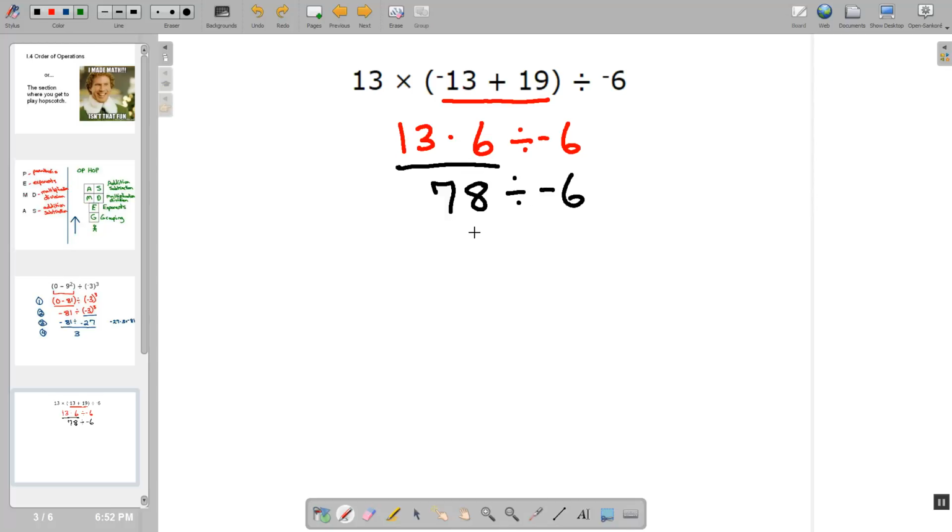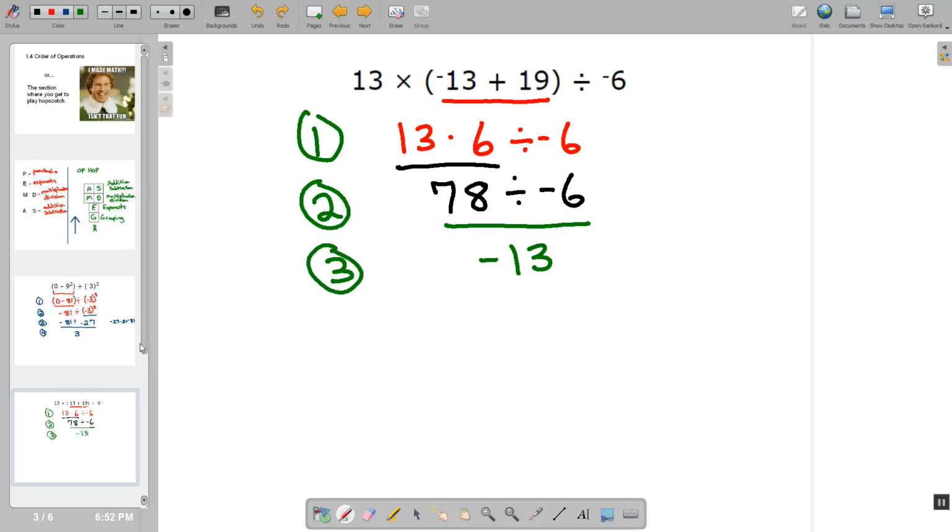And our final step is 78 divided by negative 6, which is negative 13. So that is our answer to this problem. Once again, one step at a time. Two left.